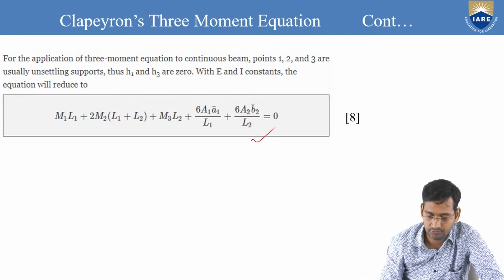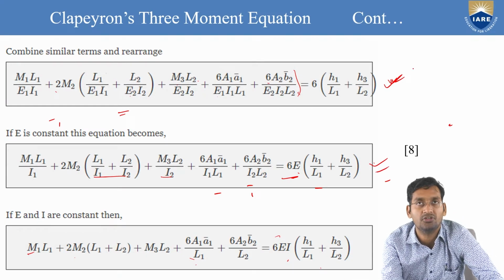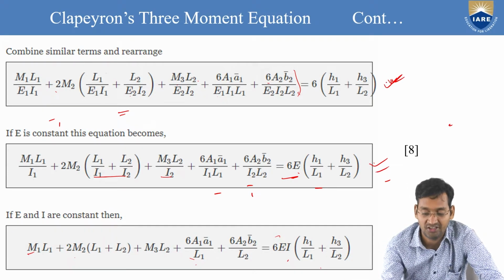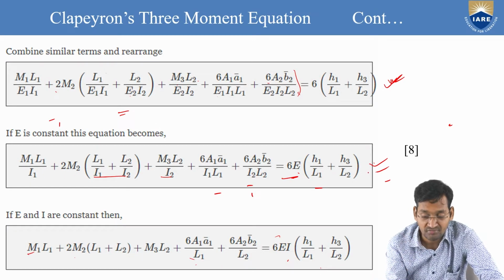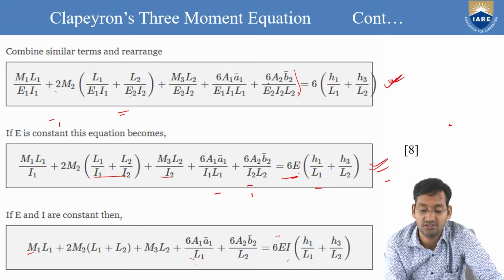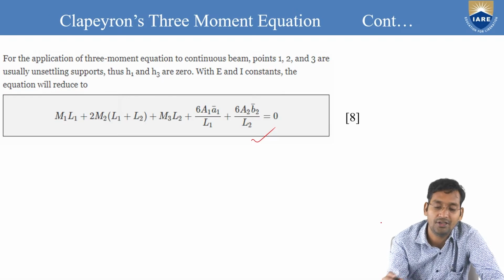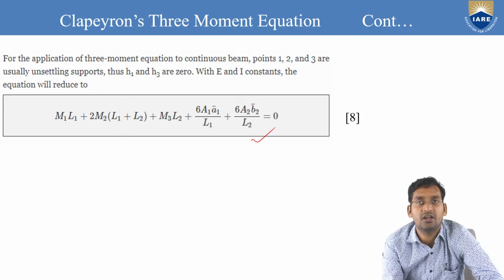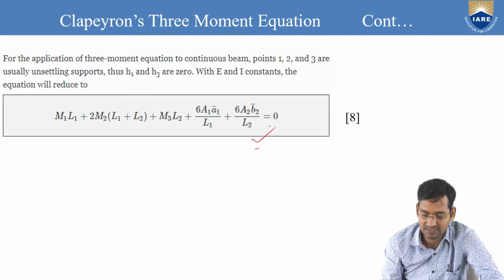Right? So this is the main Clapeyron three moment equation, the generalized equation. In the special case, what? When E is constant, then this equation. When E and I are constant, this equation. And when there are unsettling supports at 1, 2, 3, then the height also will be 0. So this will be the final one. So this is the specialized case.